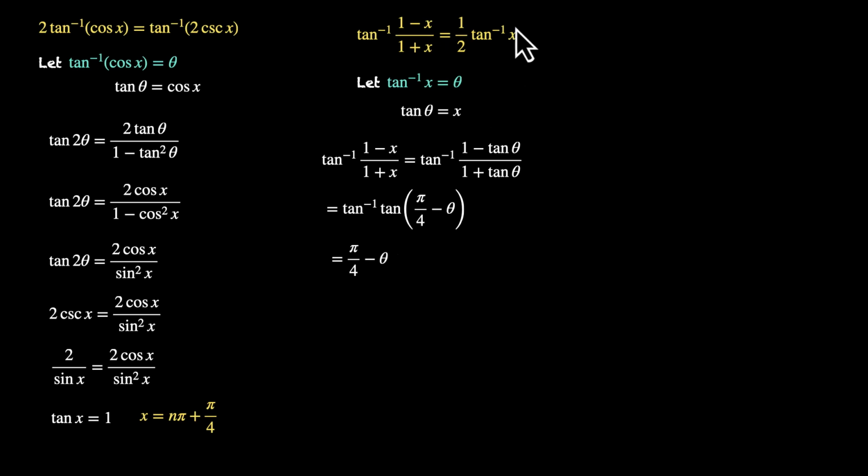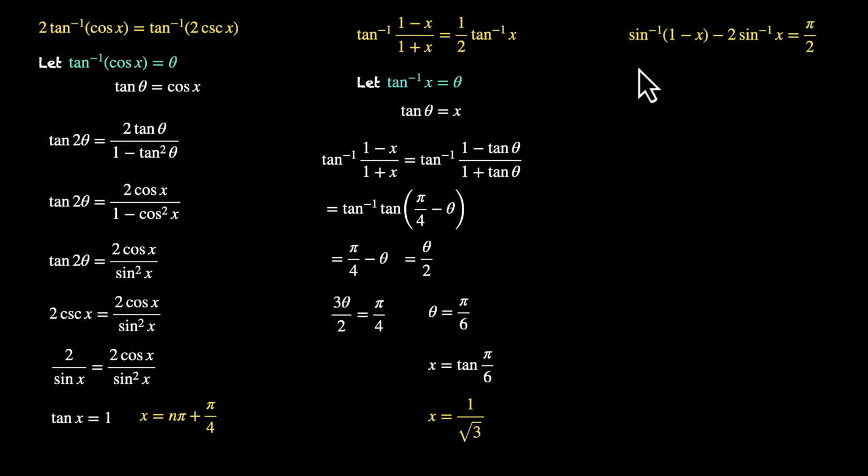And what's right hand side? That's half of tan inverse x. This means that's half of theta. So now we have an equation in theta. We can solve this. Theta plus theta by 2, that's 3 theta by 2, that's equal to pi by 4. 2 cancel out. 3 theta is pi by 2 or theta is pi by 6. And when theta is pi by 6, what's the value of x? X is tan theta. So x is tan pi by 6. Tan pi by 6 or tan 30, that's 1 by root 3. So x is equal to 1 by root 3.